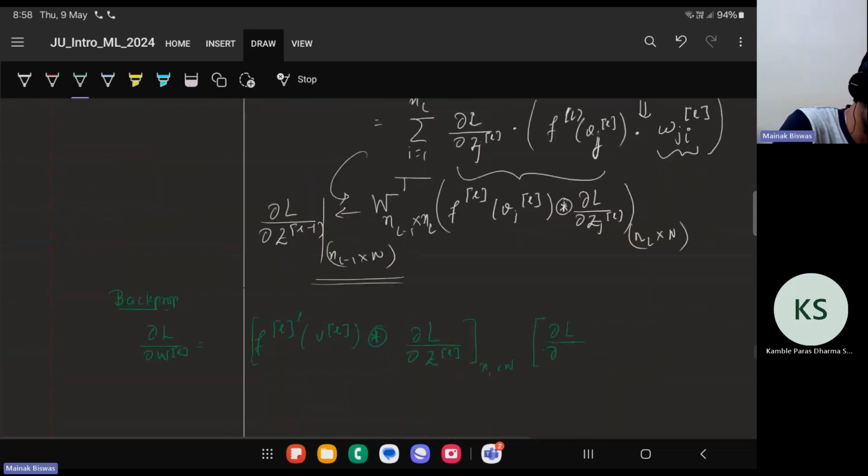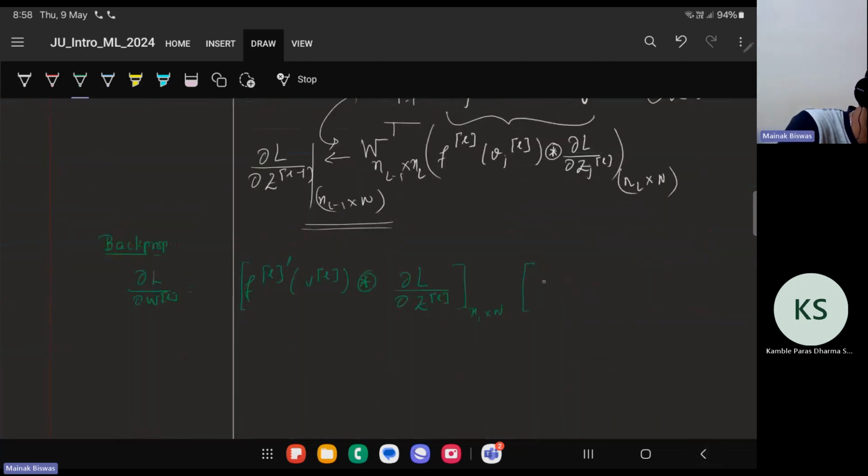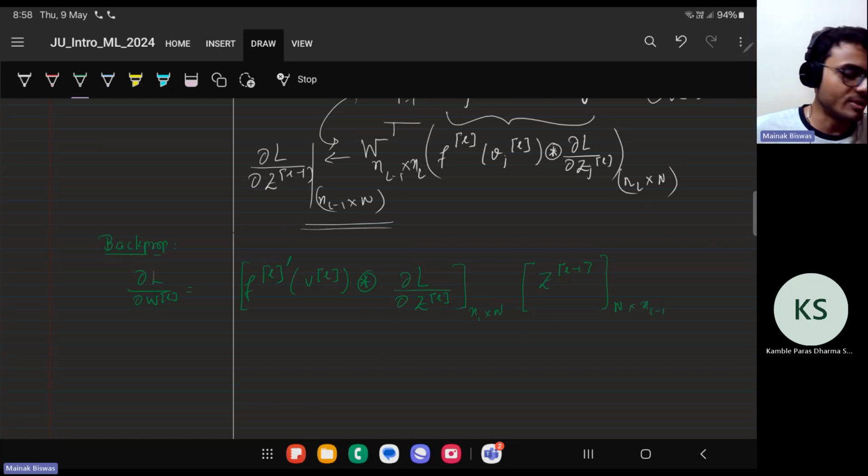ZL minus 1. So this was ZL minus 1. This is n cross NL minus 1. So you see this also becomes NL cross NL minus 1, the way that we wanted to define it.